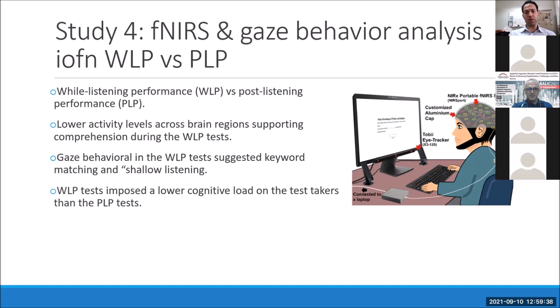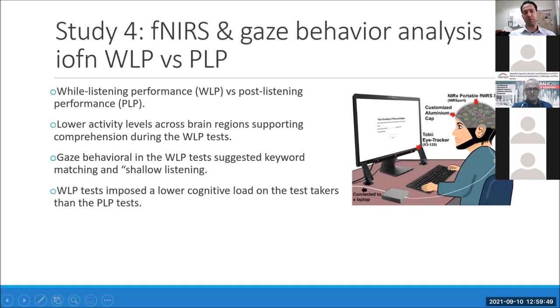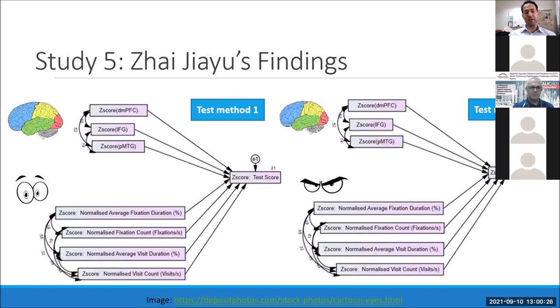This runs contrary to the results of most of the previous studies, especially the studies done by John Field, in which he claims that WLP imposes a higher cognitive load through different methods other than eye tracking and brain imaging. But what we found here was actually, at least our data shows us in a large sample of 80 people, that WLP seems to impose less cognitive load than PLP. Now, for more information, I suggest you take a look at the paper, which, as I said before, is free to download. Now, the fifth study was already presented by Rita yesterday.